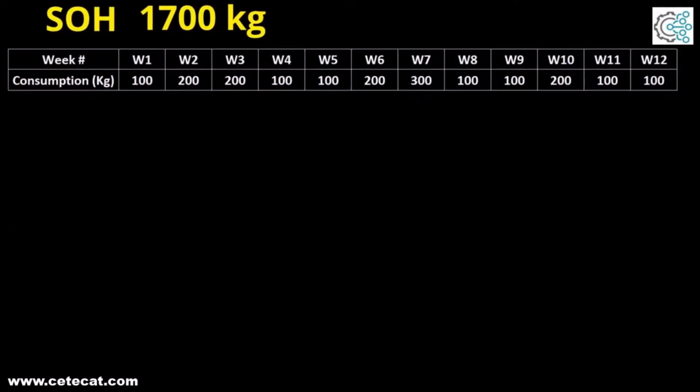How the MRP works. This is the sequential process. Number 1, projecting the opening inventory. The current stock on hand is 1,700 kg. Week 1 consumption is 100 kg. Week 1 opening stock is 1,600 kg. So the projected opening stock for each week will be like that.